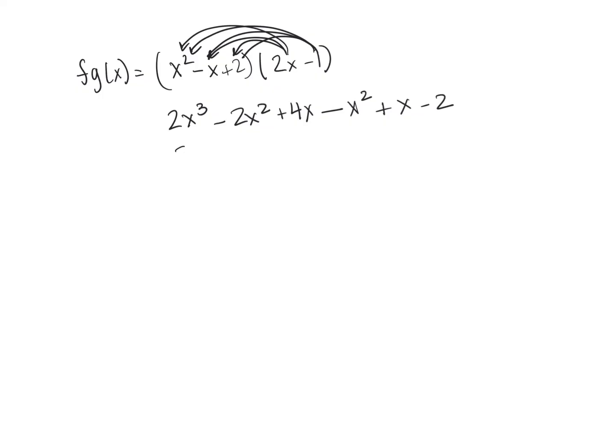Gather like terms: 2x cubed minus 3x squared plus 5x minus 2. And it says identify its domain. The domain here is just all real numbers because it's just a parabola. All right?